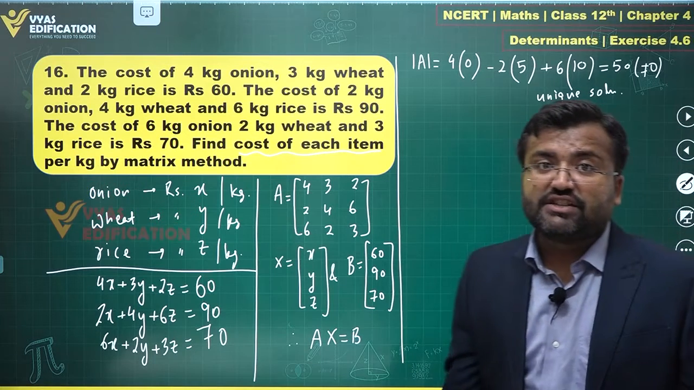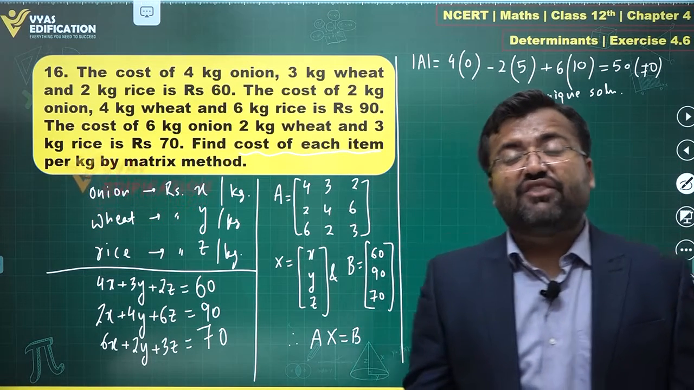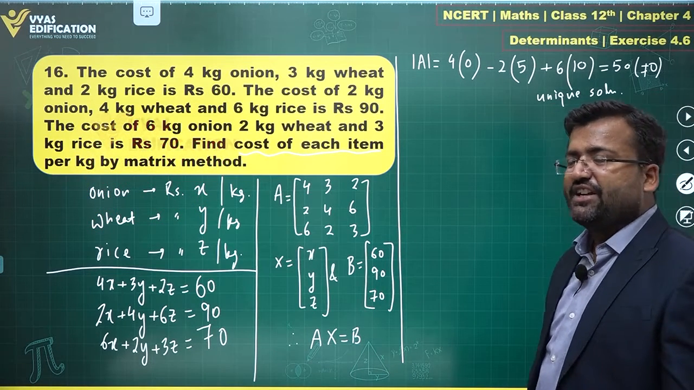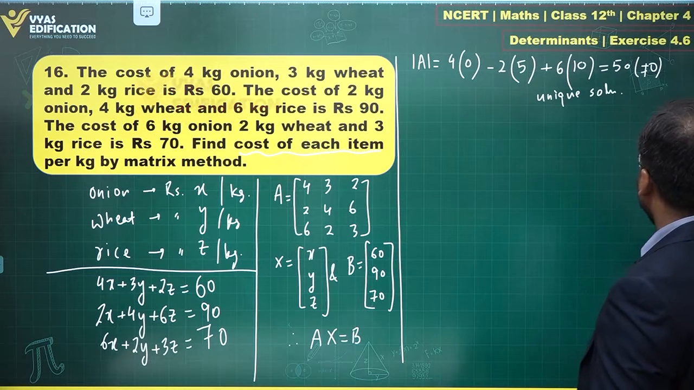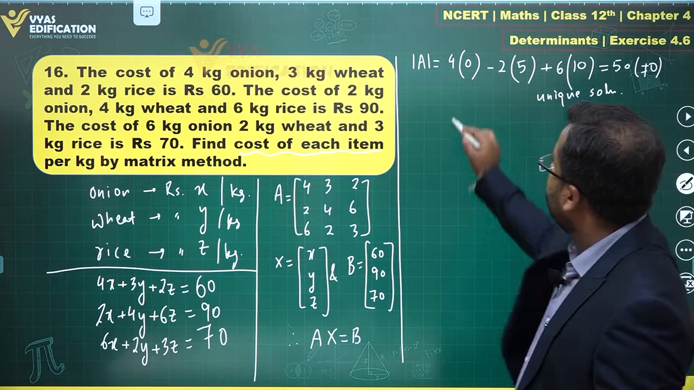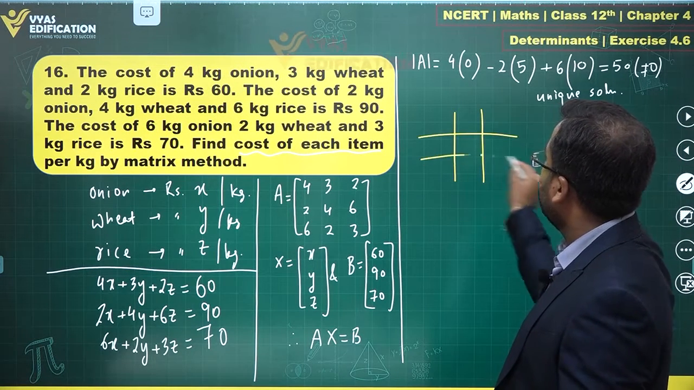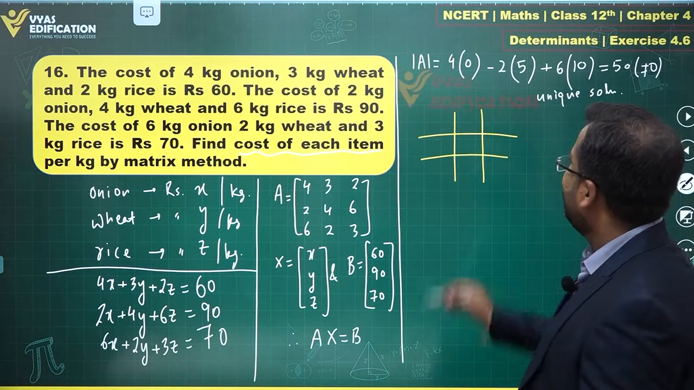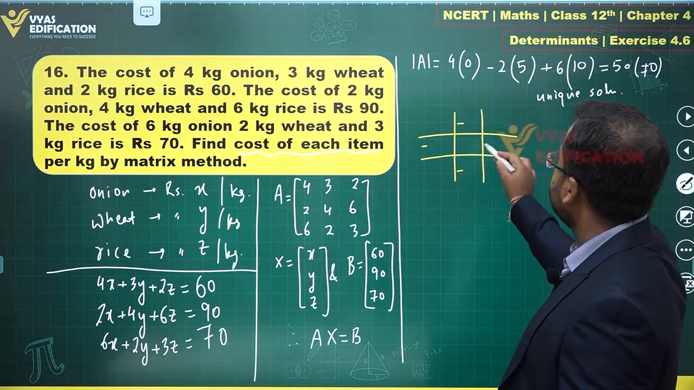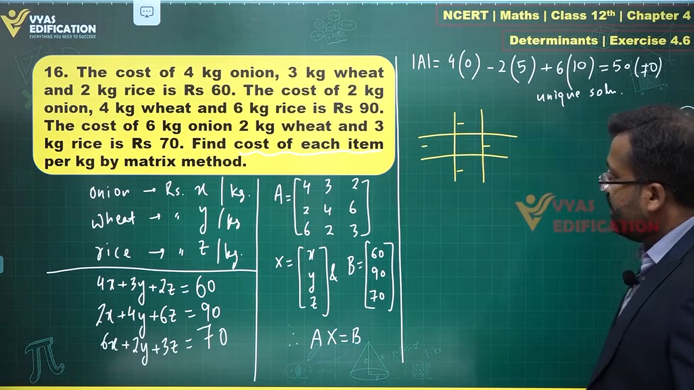And what's the unique solution? X equals A inverse B. For finding the A inverse, we will need adjoint of A. So let's find adjoint of A first of all. And adjoint of A can be found with the help of this grid. Yes. Okay, this is a minus, minus, minus, and a minus extra over here.